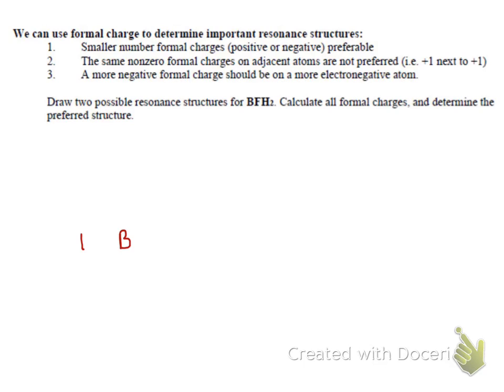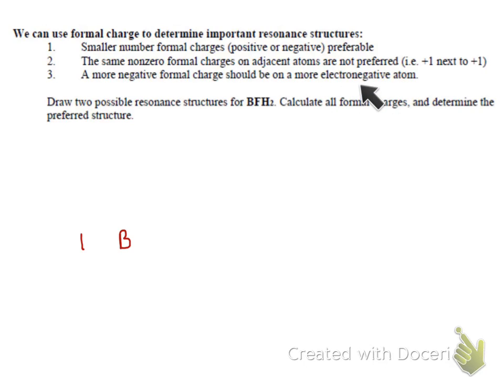So in this next section, we're going to learn how to use formal charge to determine which resonance structures are the most important or least important. The rules are, we want smaller numbers. The closer you are to 0, the better the structure is. Don't have two non-zero charges next to each other, like a plus right next to a plus. That's bad. And the more negative formal charge should be on the more electronegative atom, if it's possible.